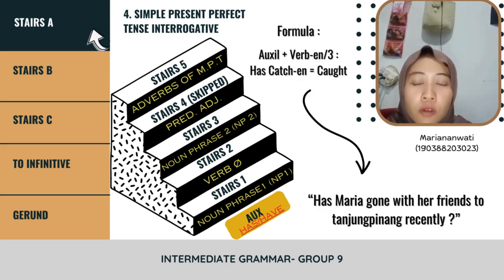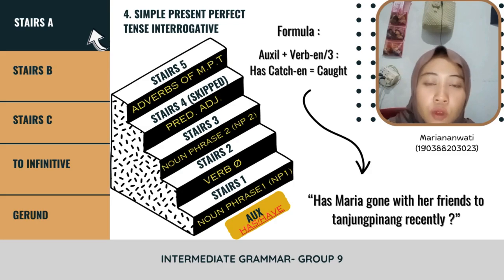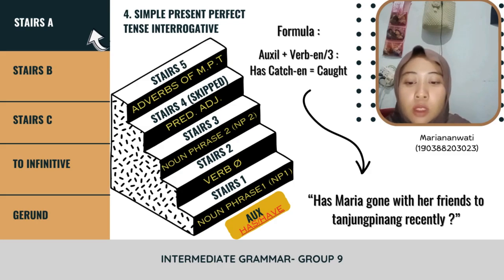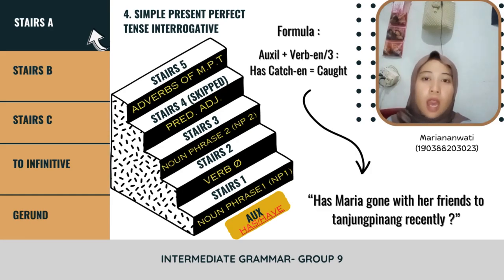So I have one sentence about simple present perfect tense interrogative or tense questions, yes or no. Has Maria gone with her friends to Tanjung Pinang recently? The answer is yes, she has, or no, she hasn't.